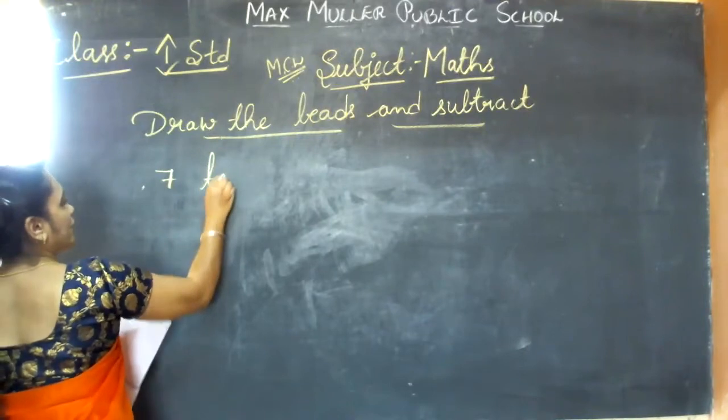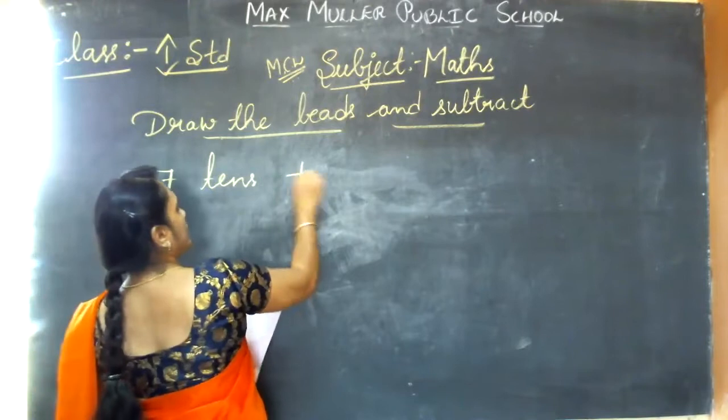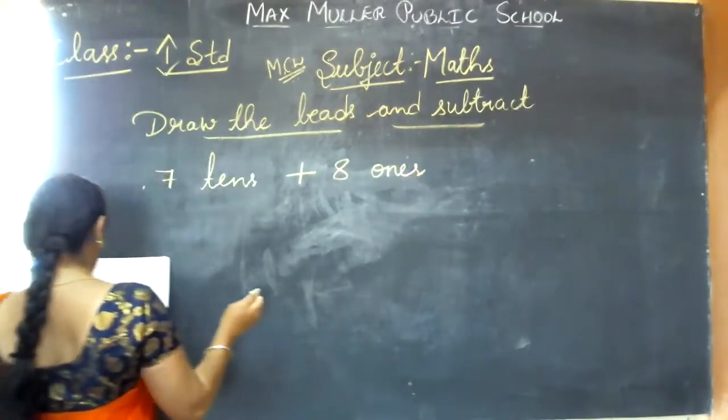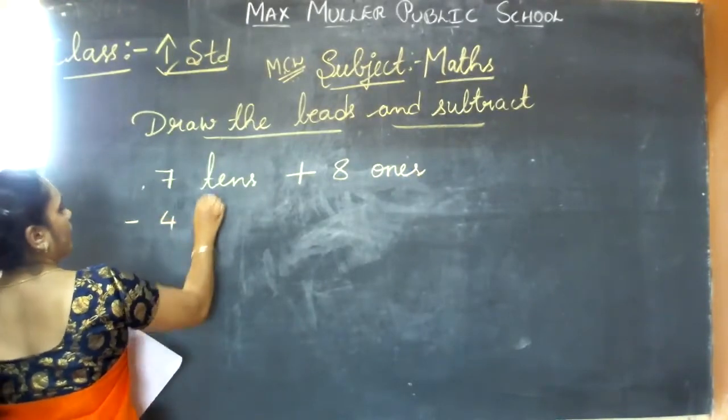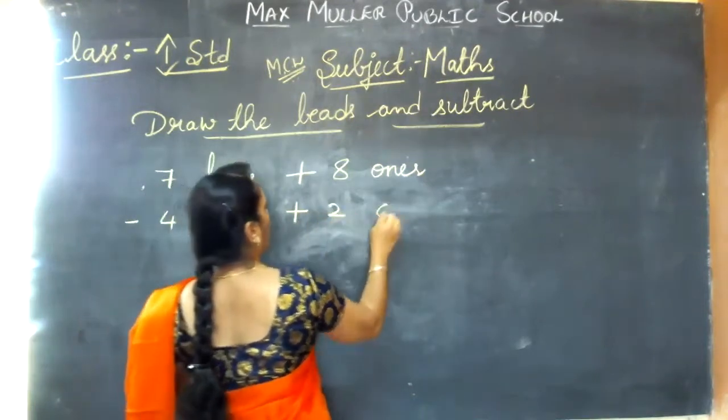So, in addition, we did this main. In this main, you will be having 3 steps. So, one sum you can do in one page. 8 ones minus 4 tens plus 2 ones.